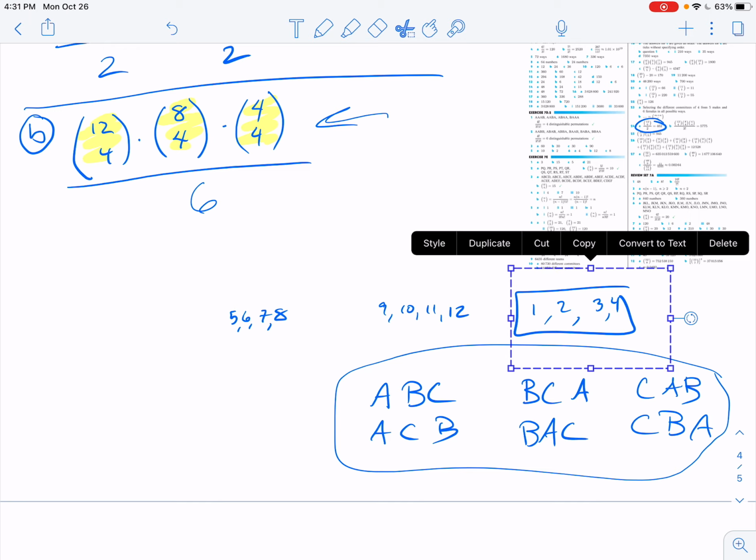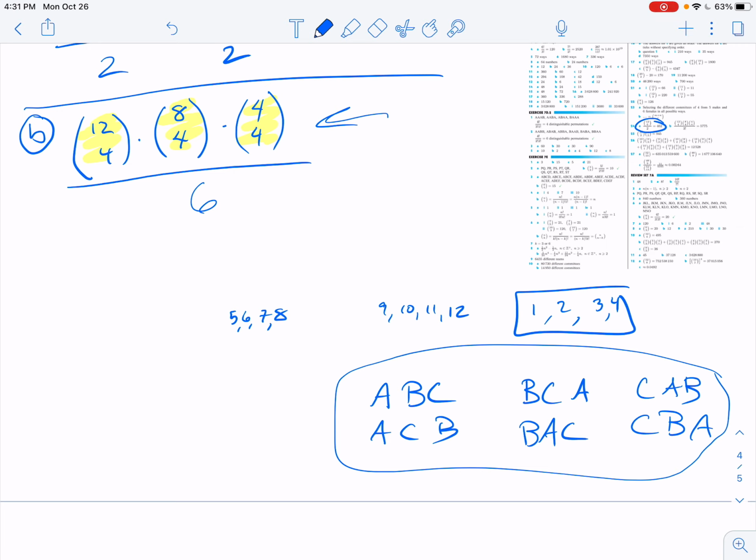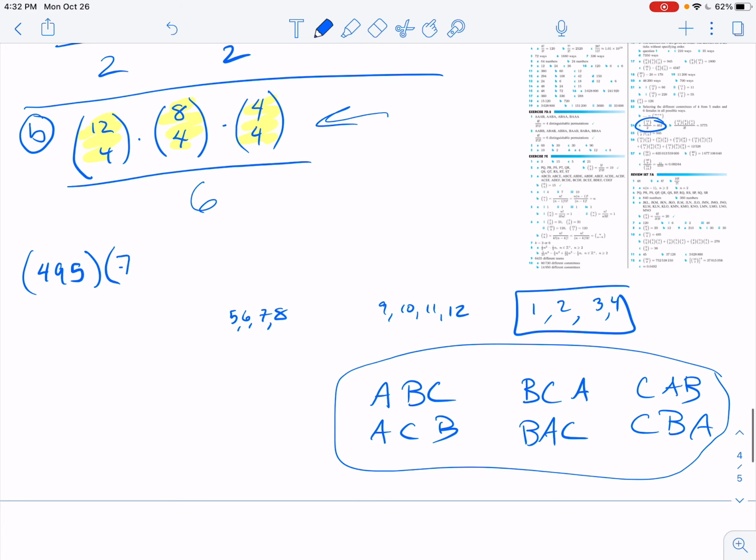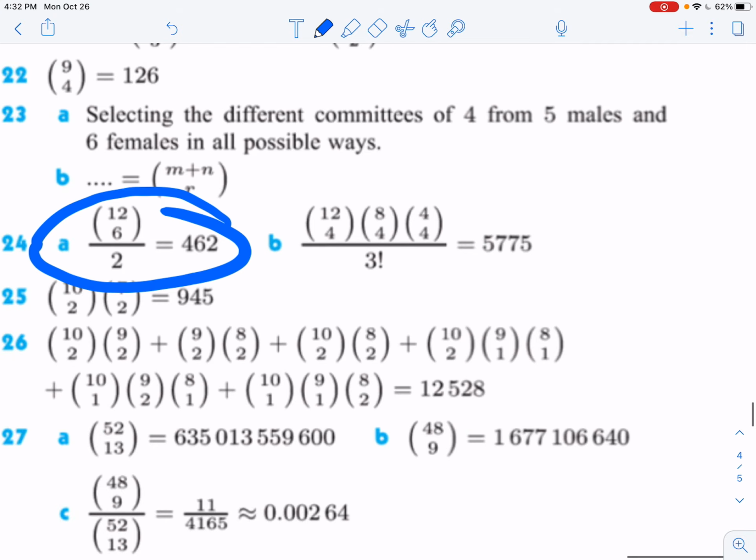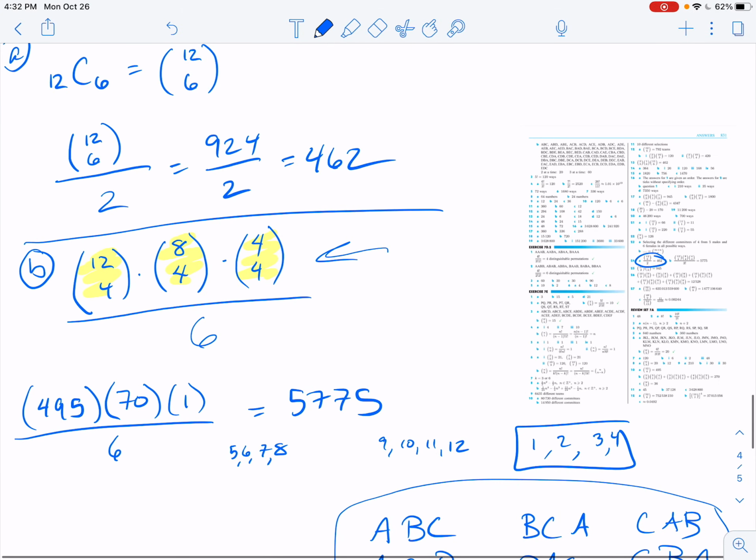So 12 choose 4 is equal to 495, times 8 choose 4, which is 70. I'm using my calculator, but you can't see it, sorry. And then 4 choose 4, we already said, was 1, divided by 6. So 495 times 70 divided by 6 gave me 5775. Is that what they said? 5775. There we go.